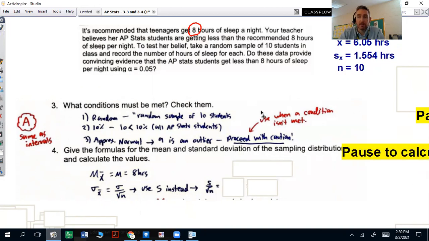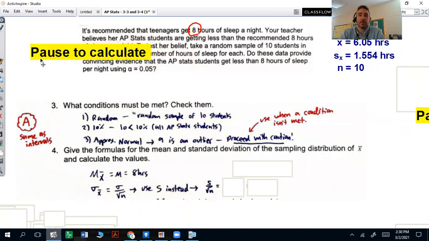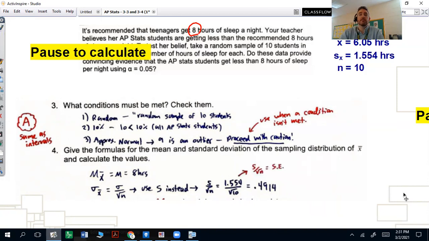Pause the video, calculate that out. Make sure you can get the following number that I display. Okay, you should all get 1.554 divided by the square root of 10, which is approximately equal to 0.4914, about 1/2. That is called your standard error, SE, the sample standard deviation over the square root of the sample size. That formula is provided to you on a formula sheet. Pause to write this all down if you need to.